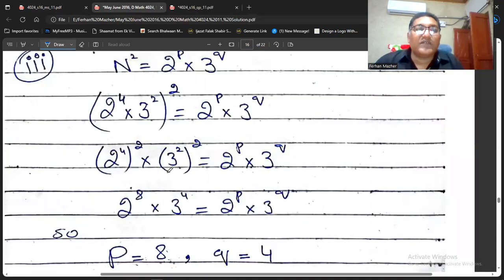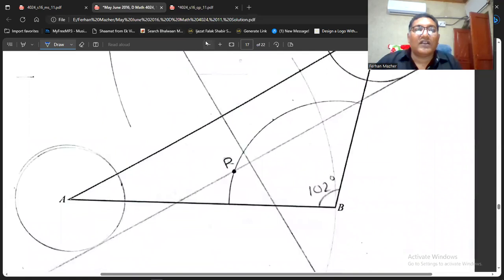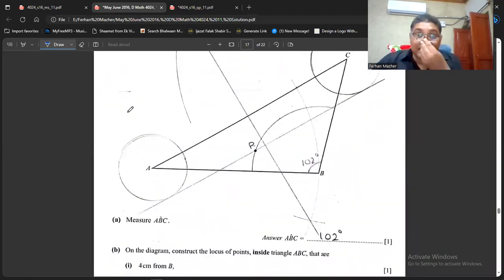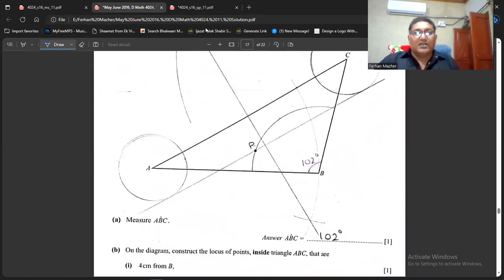When you measure it with the help of your protractor, you will come to know that this angle is 102 degrees. I have done this. This is 102 degrees, anywhere from 101 to 103. So our answer is 102 degrees. Very simple. You have to simply measure this angle.